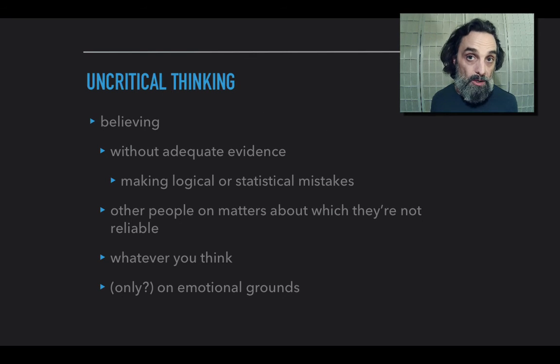So what's the opposite of critical thinking? It would be uncritical thinking. What might that be? Basically, believing without adequate evidence, perhaps making logical or statistical mistakes, believing other people on matters about which they're not reliable, believing whatever first comes into your head, believing on emotional grounds, or maybe believing only on emotional grounds. We'll think some about how emotions may or may not provide reasons, and also how they can lead us astray.